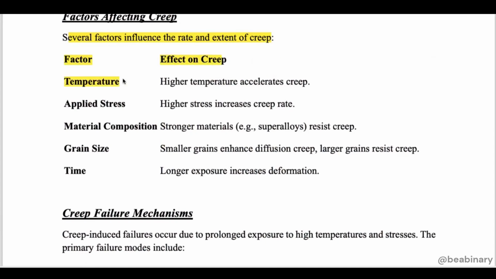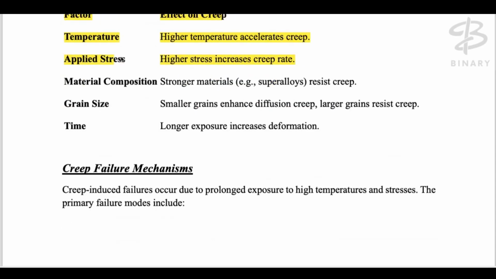First one is temperature, which is obvious. High temperature accelerates the creep. If we talk about the applied load, obviously high stress increases the creep rate. It means a high load will increase the stress, and high stress will increase the creep rate. These two are very obvious.